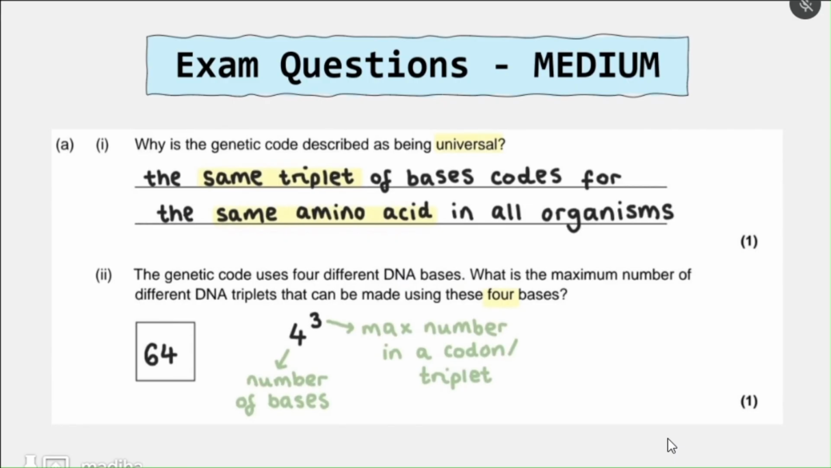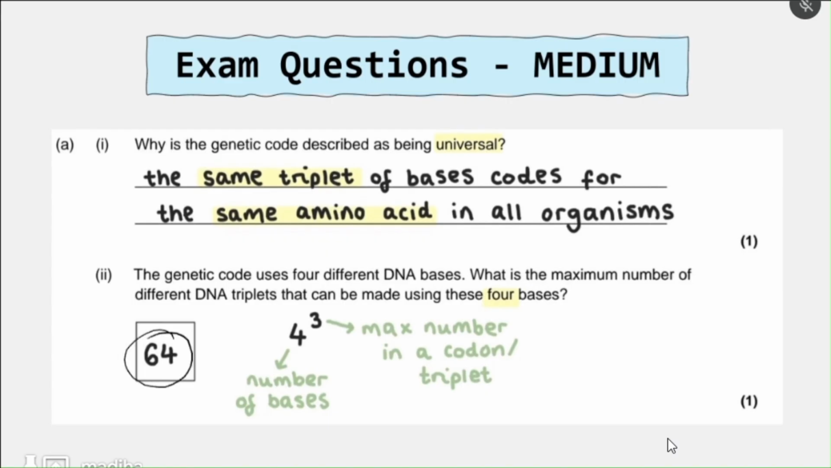So we talked about this in the PowerPoint. I've literally used the exact same definition I put up. The genetic code being described as universal essentially means that the same triplet of bases codes for the same amino acid in all organisms. And this is what gets you the mark. And then here it's just 64.